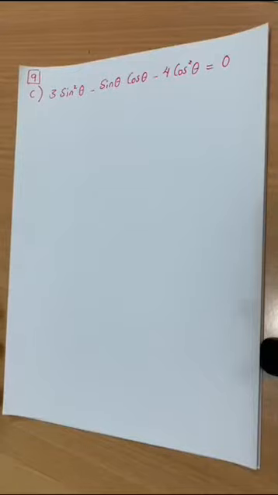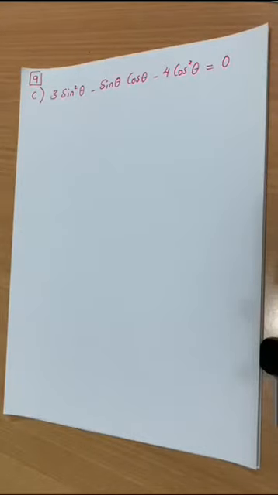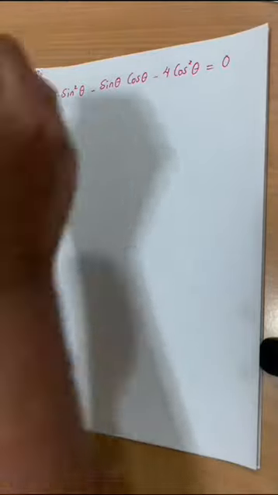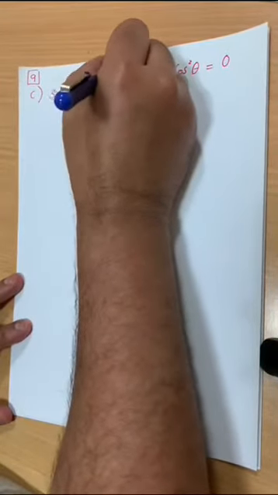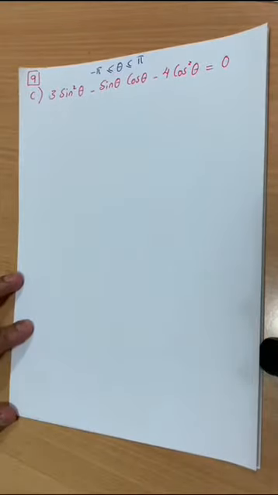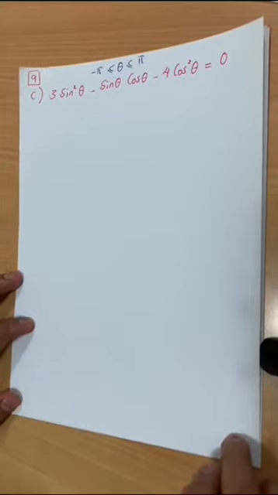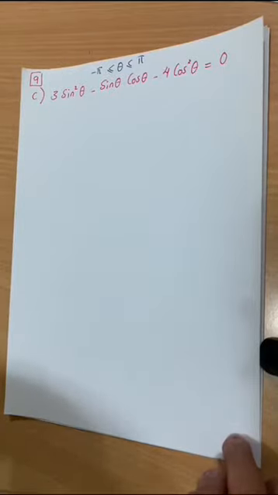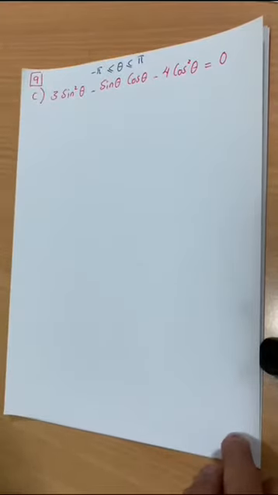Here we go. This question is asking for solving with the same range, from negative pi to positive pi, which means we have to work in radians. 3 sine squared theta minus sine theta cosine theta minus 4 cosine squared theta is equal to 0. As you see, we have two unknowns, sine and cosine. So we have to write the equation in terms of only one unknown to make it easier to solve.